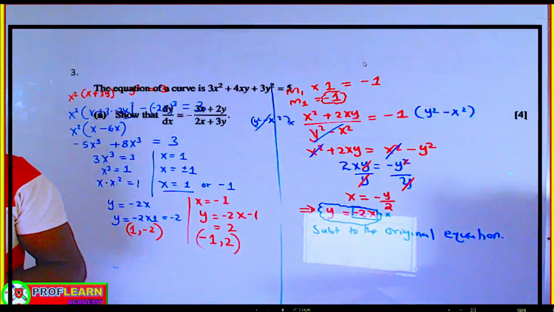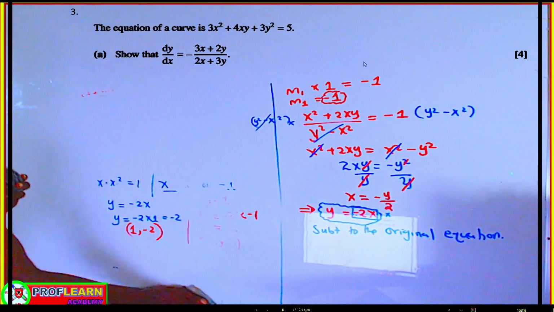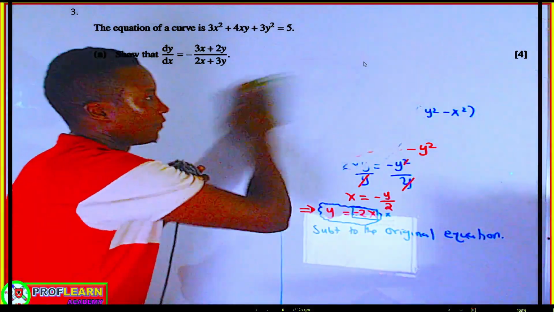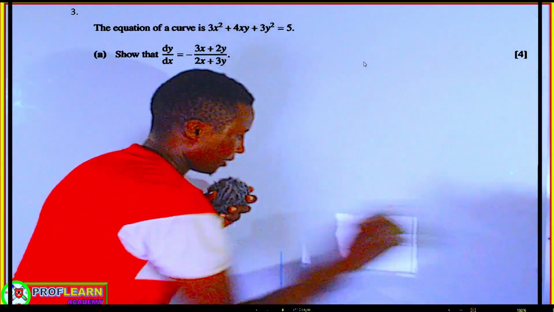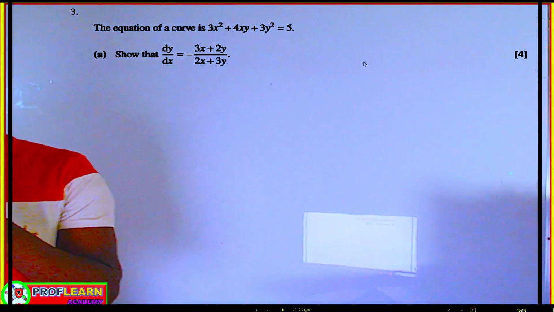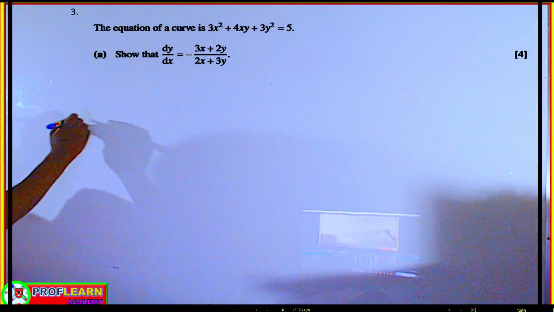Moving to the third question, let me just move this from the vicinity so that we can work out that question very fast, so that you see what you are supposed to do at that given point. Now you're given the equation of the curve, so let me just write it so that we can work it out quickly.